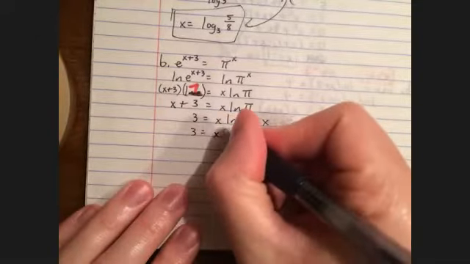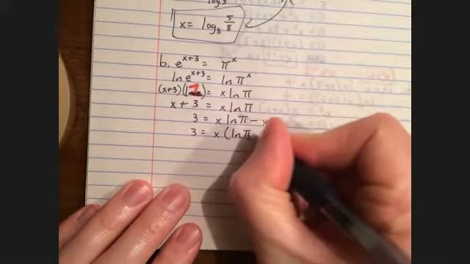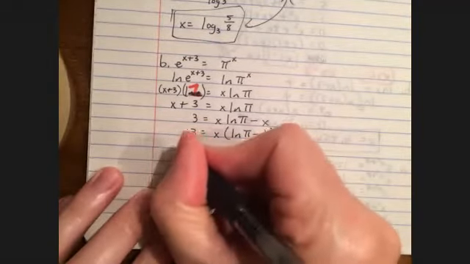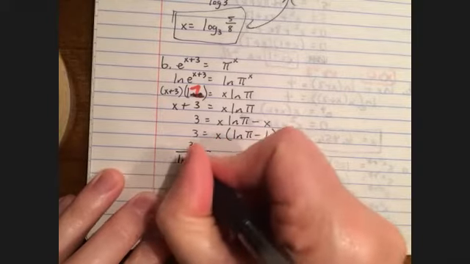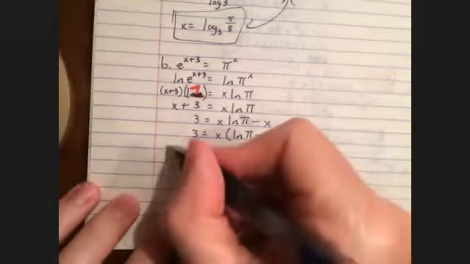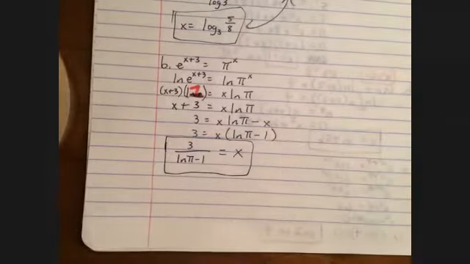And then we know that we could factor out an x, leaving us with ln of pi minus 1. Divide that ln of pi minus 1 over, and we're going to have 3 over ln of pi minus 1 is equal to x. And there's our answer.